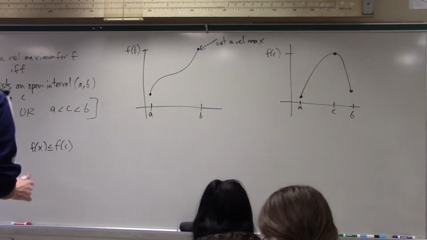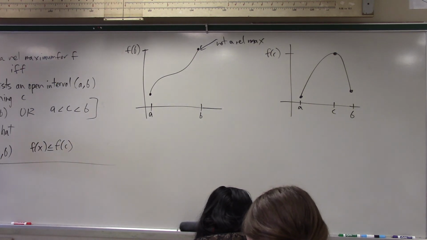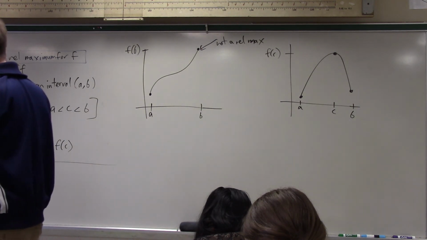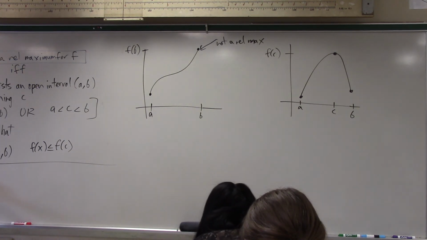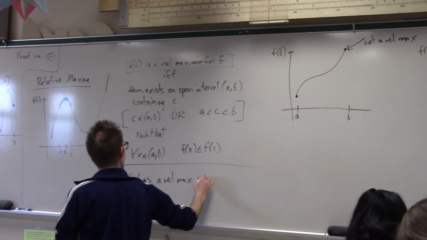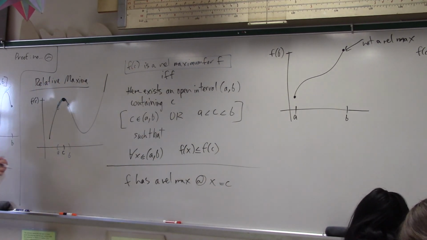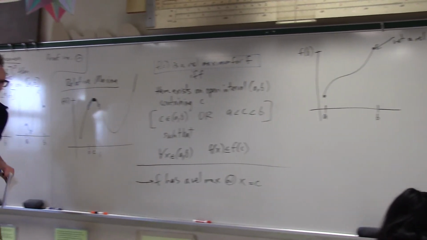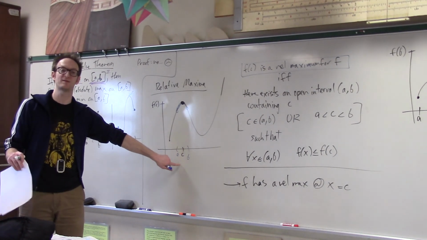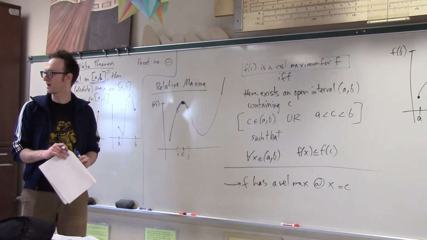I will make one more comment, which is this way of phrasing it is less common. The more common way of phrasing it is to say that f has a relative max at x equals c. When you say it this way, then you're just telling everyone that the relative maximum is going to occur at the point c without specifically saying what the relative maximum is. Okay, are we good? Yeah.